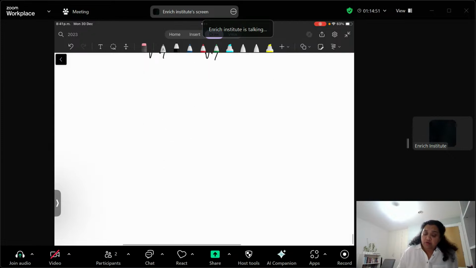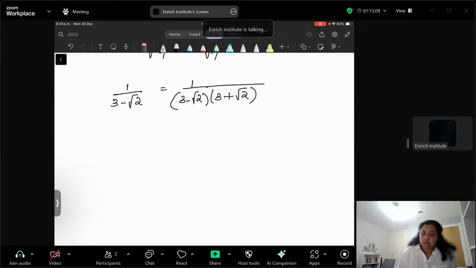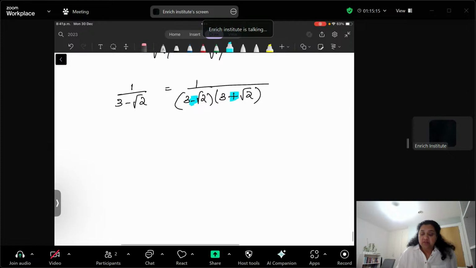The main thing you have to learn is, if I have something like 1 by 3 minus root 2, there is a fraction. How will you simplify this? What you do is you multiply it with the conjugate, like 3 plus root 2. Conjugate means, if you have a minus sign here, you put a plus sign over there. And the same you multiply on the numerator also, 3 plus root 2. You might be familiar with all of this. Then you simplify this, and the surd from the denominator will be eliminated. So this is how you rationalize the surd.